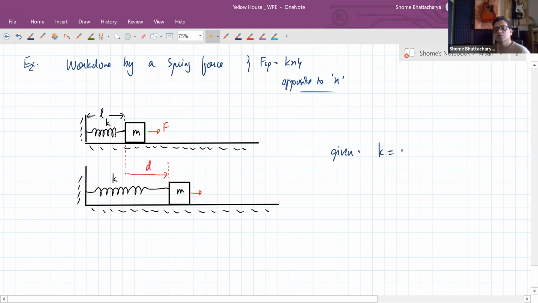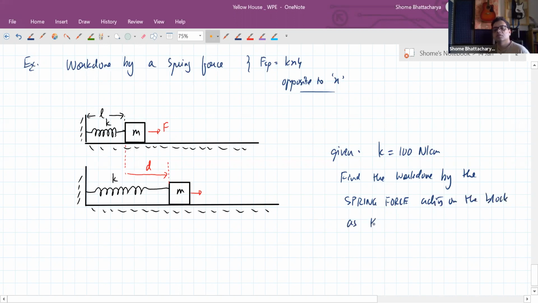So given that suppose the spring constant is 100 newtons per centimeter, we want to find the work done by the spring force acting on the block, okay, as the block moves through, let us say, a distance of 5 centimeters. So you want to calculate this, okay.